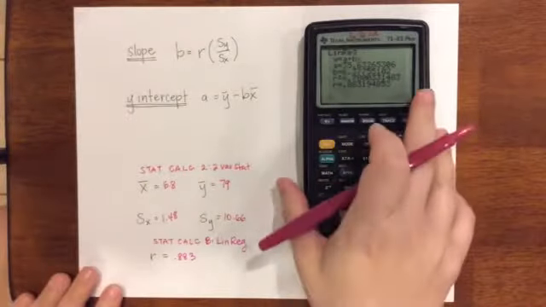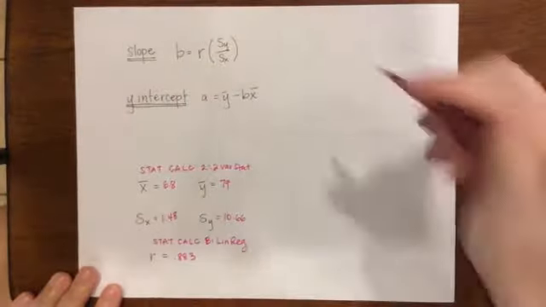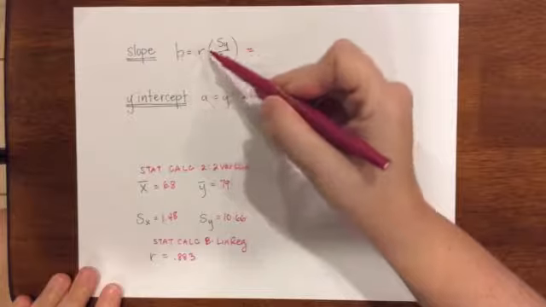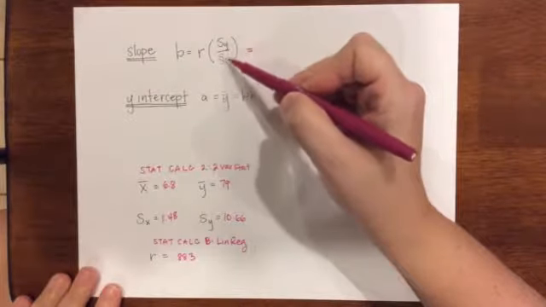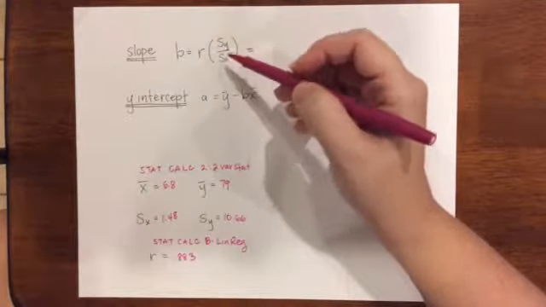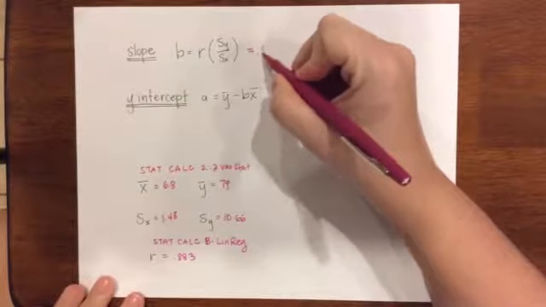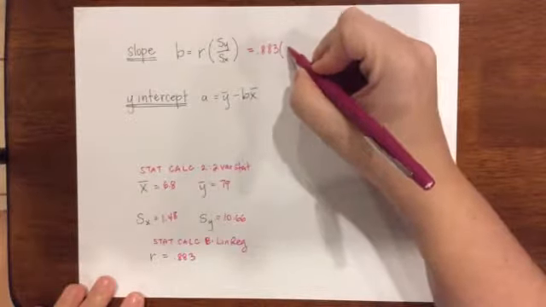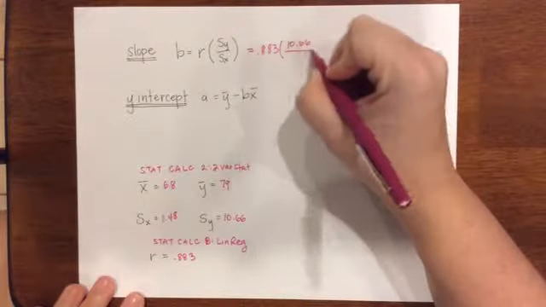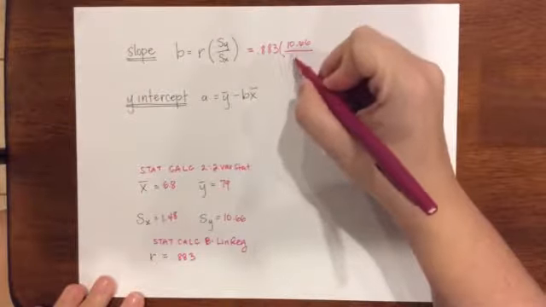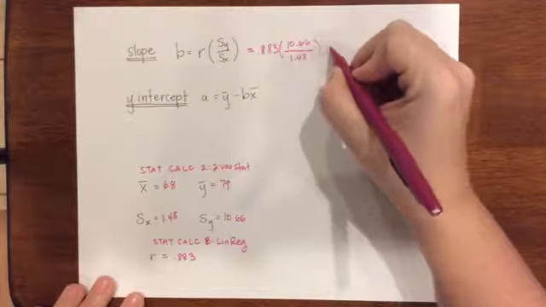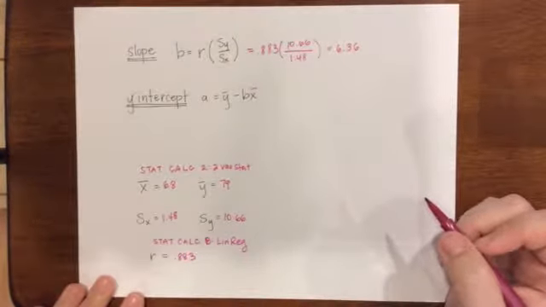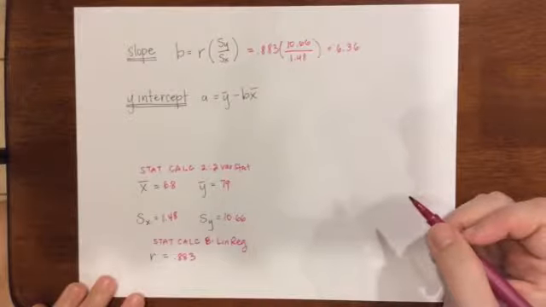So now that we have those numbers, we are ready to start the process. To find the slope of a line, you need the correlation times the ratio of the standard deviations. So the correlation was 0.883 times the standard deviation of y, which was 10.66, over the standard deviation of x, which was 1.48. That comes out to 6.36.